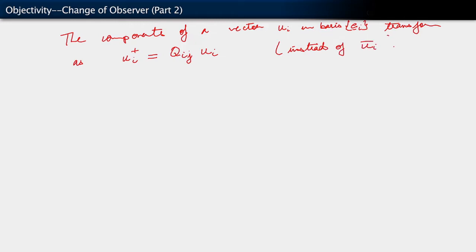Right? Instead of using bar for components in the new basis, I'm just using plus now, because this is what we're going to follow when we're thinking of it as rigid motions. When we're thinking of the equivalence of rigid motions to change in basis, I'm just using pluses for components after the rigid motion has been applied to the current configuration. Okay, just a change in notation. That's all. Nothing more than that.